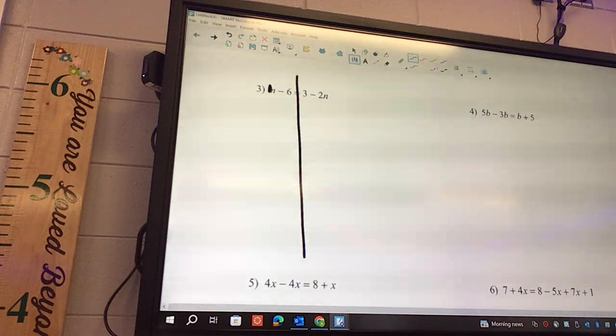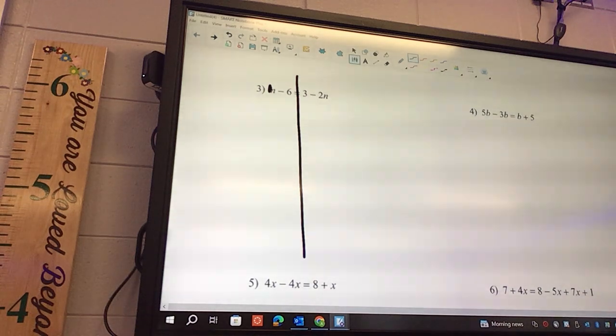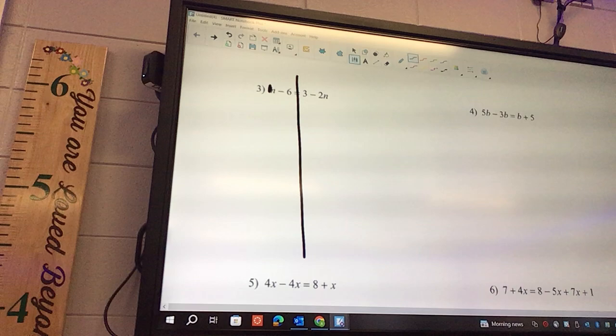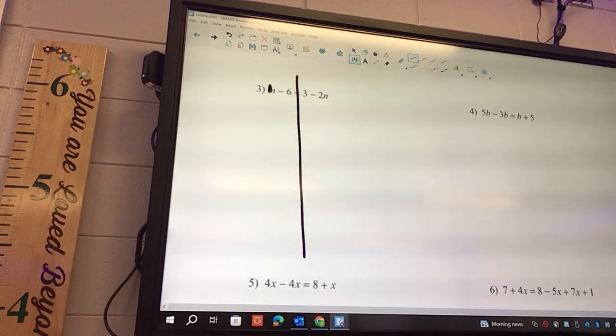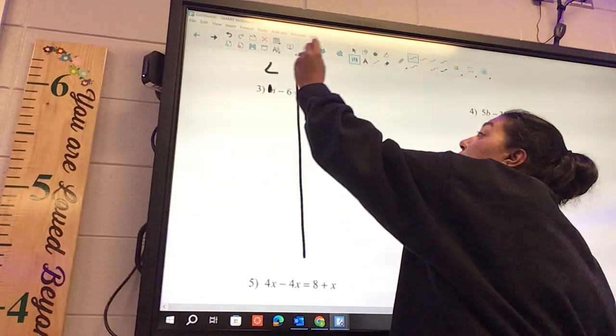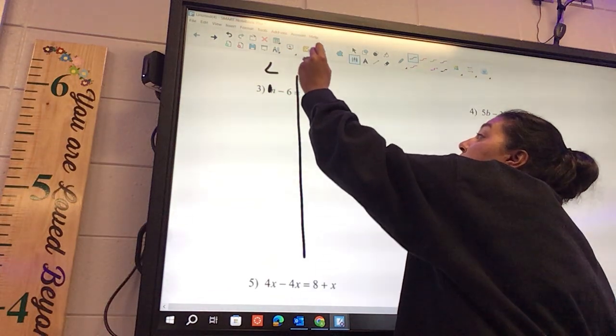Once you realize that nothing else can get combined, what we need to start doing is moving any letters to the left side. What does letters start with? How do you spell letters? L, right? So letters go on the left side. That helps you remember. And any numbers are going to be moved to the right side.